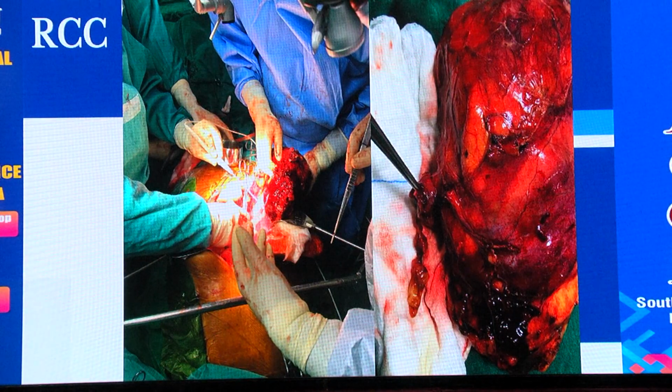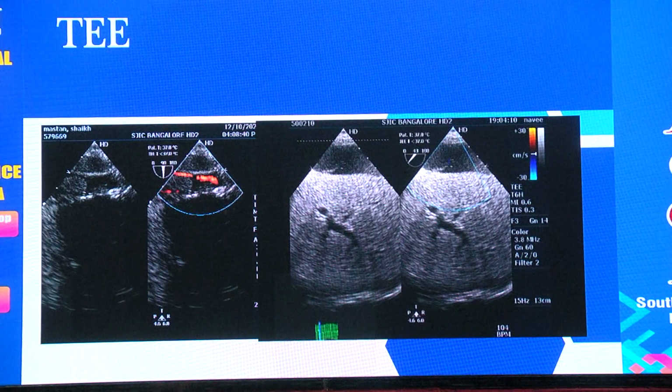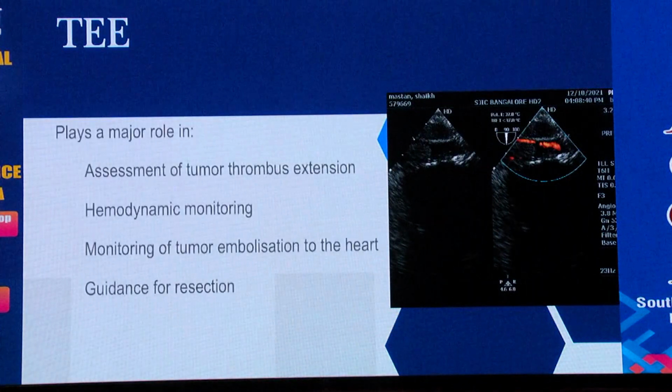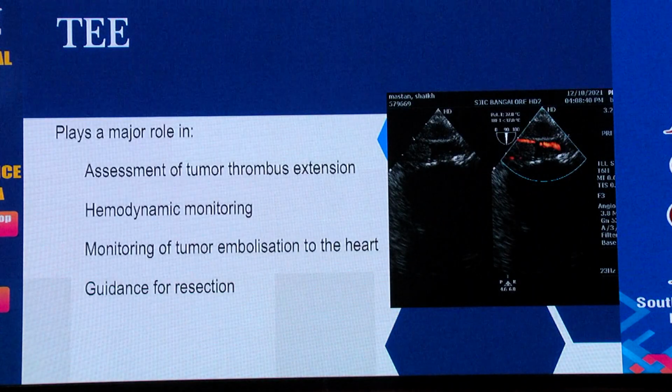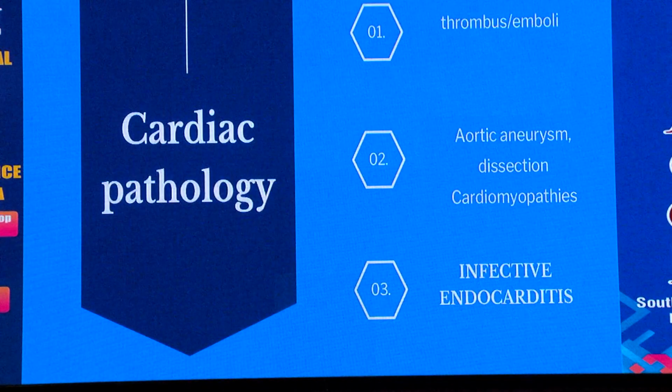This is the renal cell carcinoma, which is the IVC thrombus, which is extracted. So this is pre-thrombus, that is post-thrombus. So there was a small peck. So very important, it plays a major role in assessing tumor thrombus extension, and hemodynamic monitoring of tumor embolization into the heart also can be made out. And you can guide the surgeon for resection. How beautiful to guide the surgeon, you know.